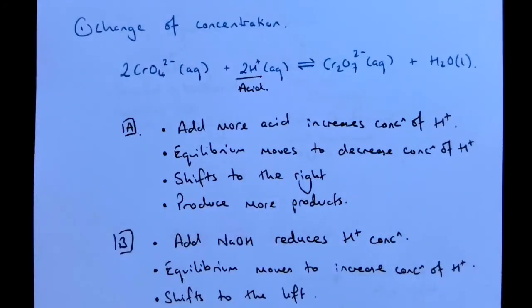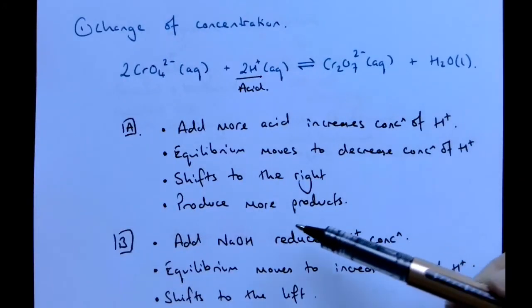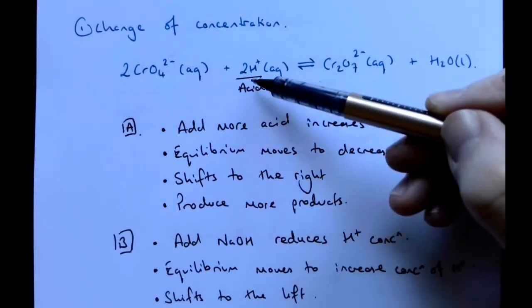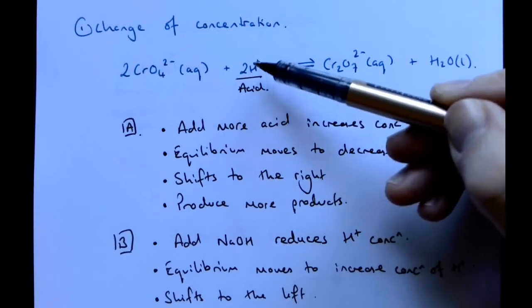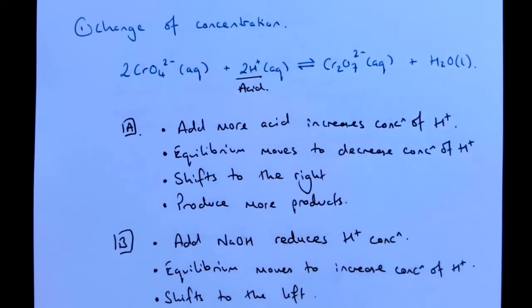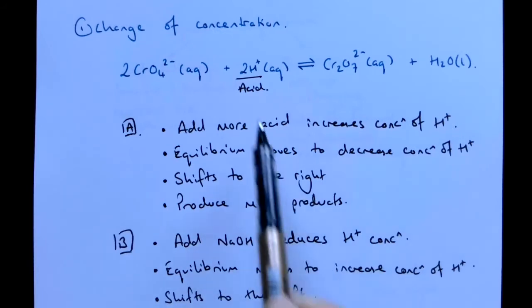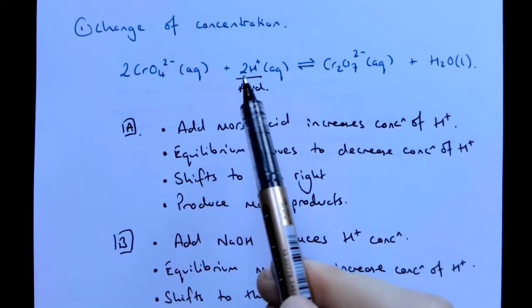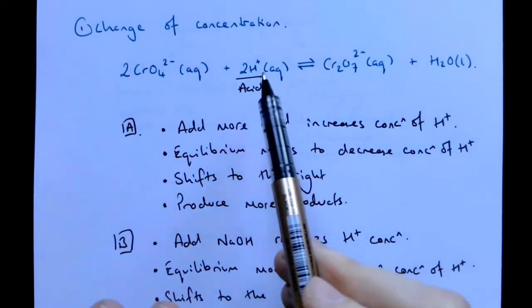Okay, we were up to looking at the effect of adding sodium hydroxide. Sodium hydroxide will react with my acid, decreasing the concentration of H+. So adding sodium hydroxide reduces the H+ concentration. The equilibrium is going to want to oppose that change. It's going to minimize the loss of H+ by producing more H+.